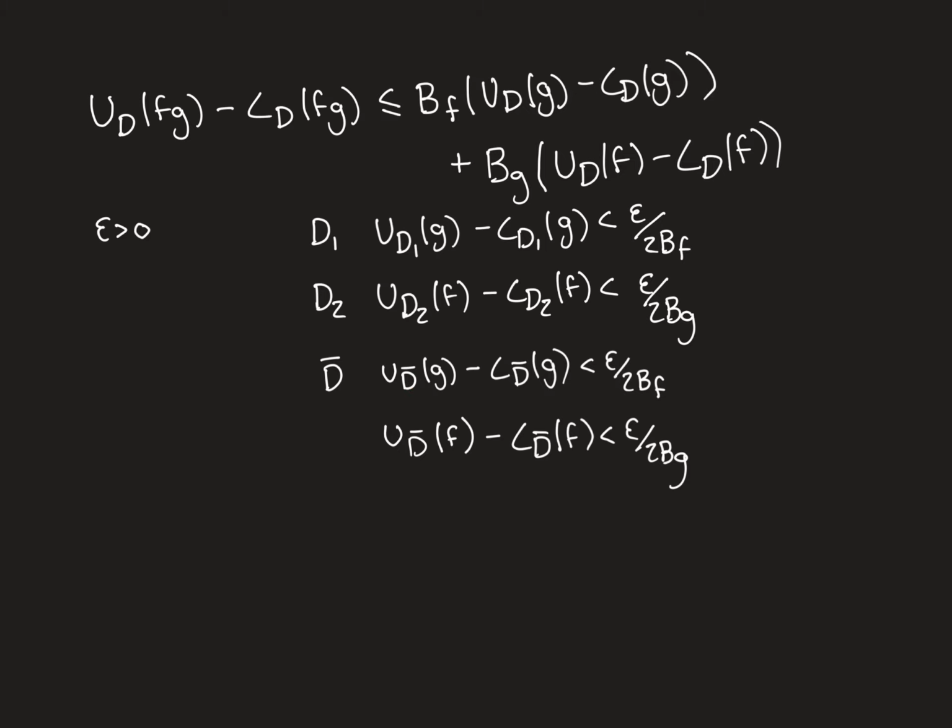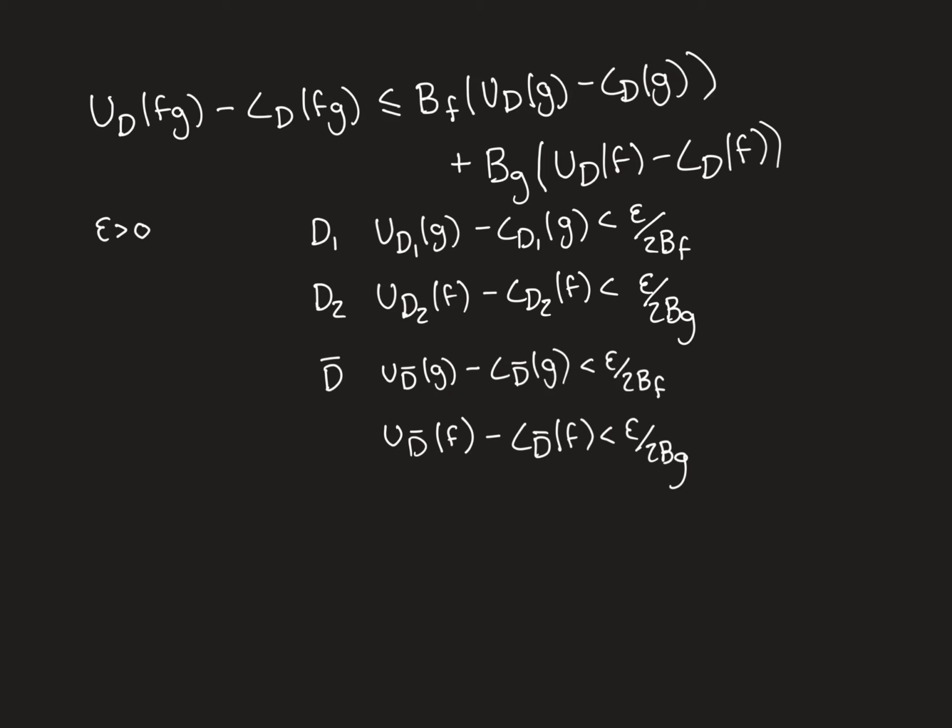So if I use d bar and construct the upper and lower sums for the function g using d bar, and then look at the difference between these two, because it's a refinement of d1, I know that this difference between the upper and lower sums for d bar is guaranteed to be less than or equal to the difference between the upper and lower sums for d1. And since this is strictly less than this value, and this one is less than or equal to this, then by transitivity I know that this is going to be strictly less than this value, epsilon over 2 times bf.